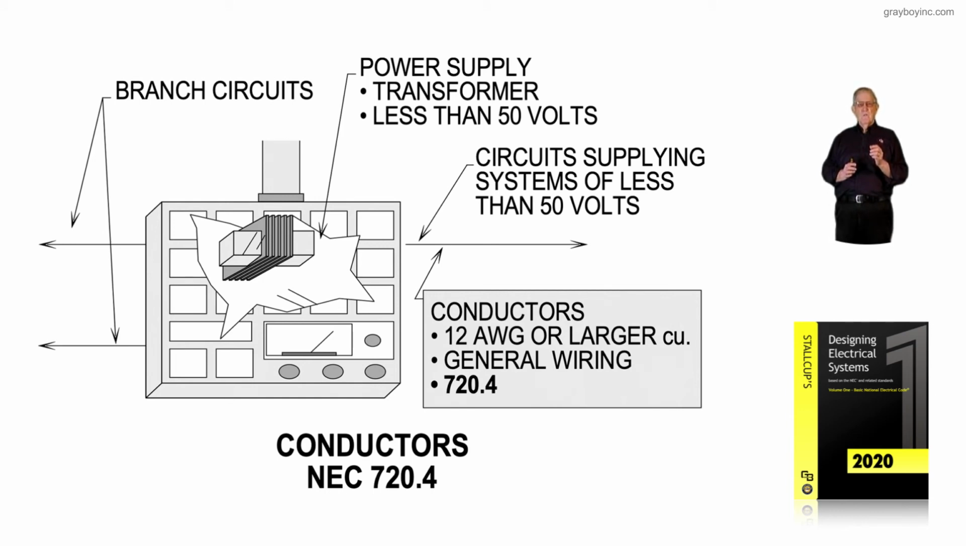So this figure 4-10 sizes the conductors that we would need for general wiring using this system of less than 50 volts and using the requirements that are listed in Article 720, and we've just reviewed NEC 720.4 dealing with conductors.